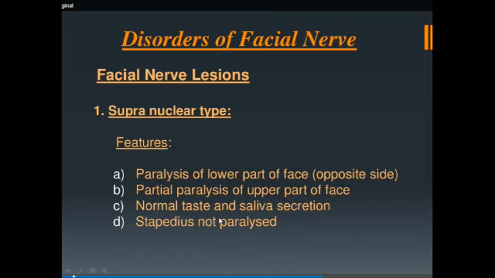Normal taste and saliva secretions, and stapedius is not paralyzed. These are the other functions, all the branches of facial nerve, if you recall, these are the functions. So what is impaired and what is not impaired, that is shown over here.